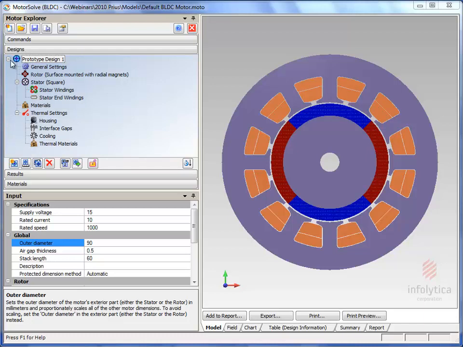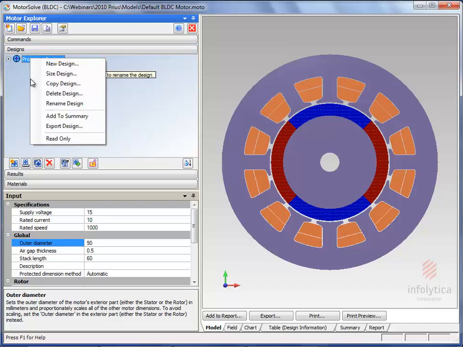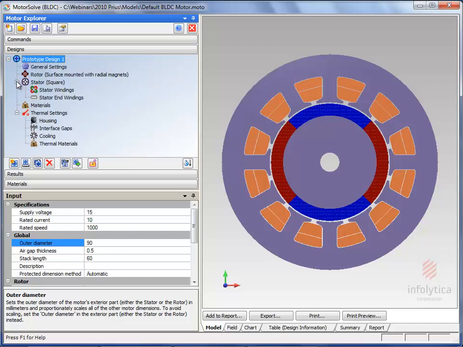Anyways, you can see here that in the tree on the top left, you have control of your design. In fact, you can have more than one design in the same model. They can be duplicates of one another with small changes, or they can be completely different. It's up to you.